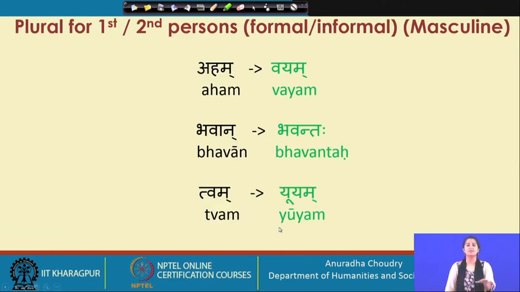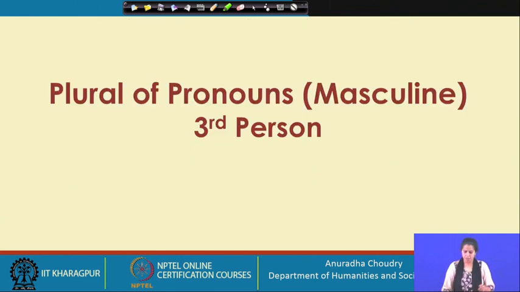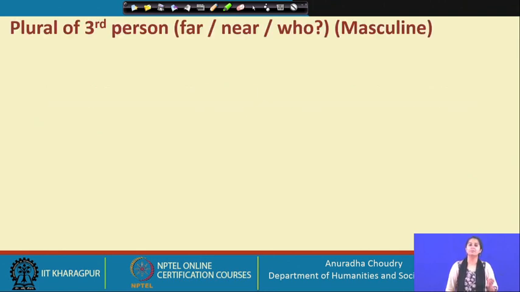Now let's look at the words by themselves. So aham becomes vayam. Bhavan in the masculine respect form for the second person will be bhavantaha in the plural. Tvam, you, informal second person, becomes yuyam. Moving on, let's look at the third persons now.